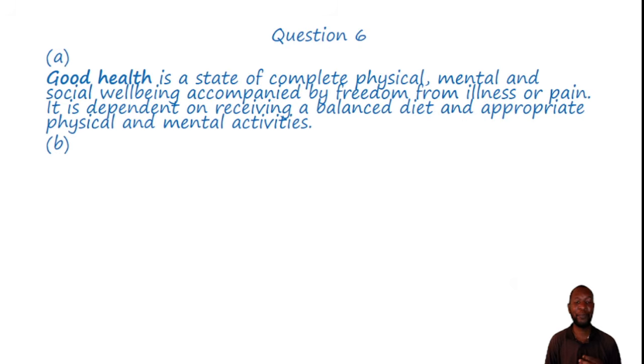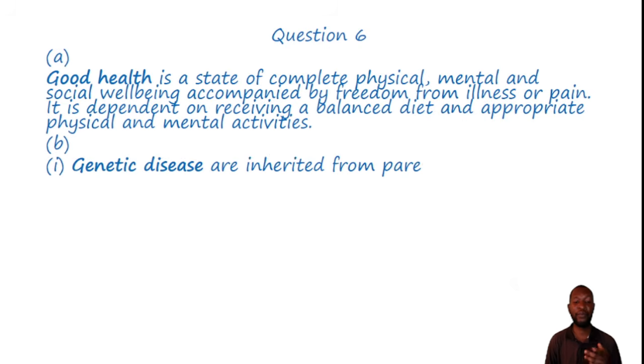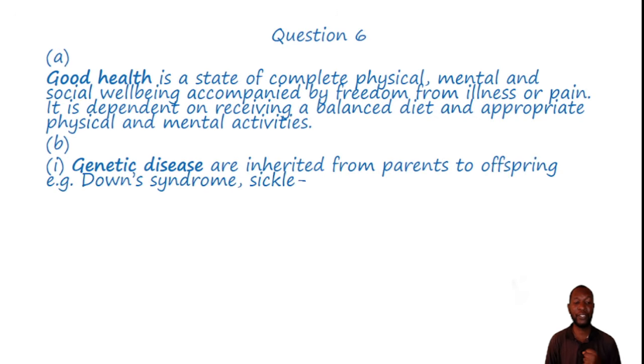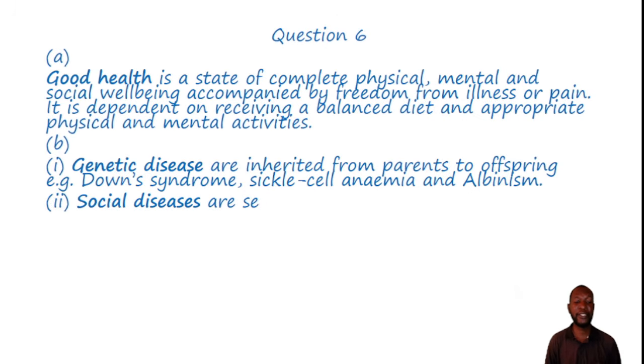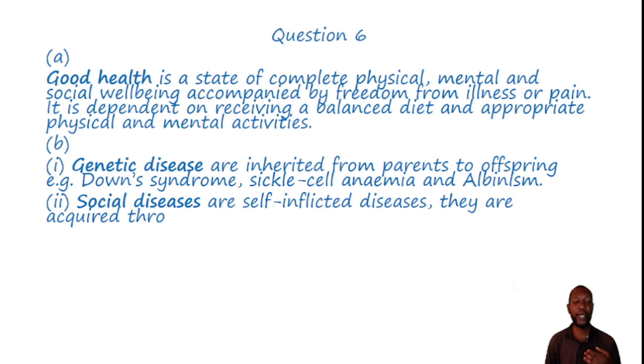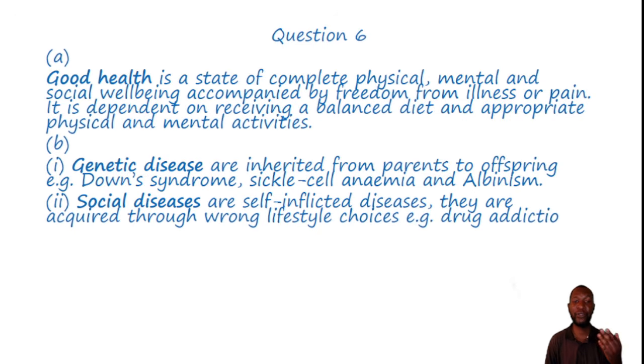Part B. 1. Genetic diseases are inherited from parents to offspring, for example, Down syndrome, sickle cell anemia, and albinism. B2. Social diseases are self-inflicted. These diseases are acquired through wrong lifestyle choices, for example, drug addiction, lung cancer, and gout.